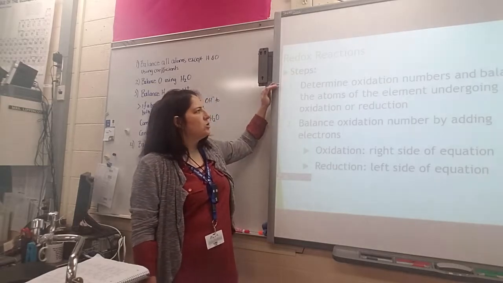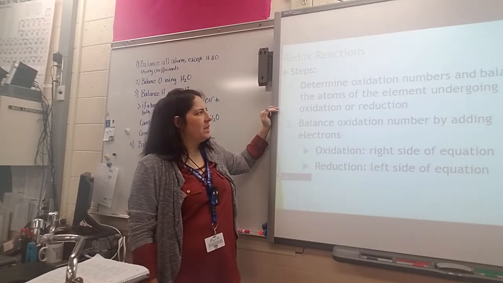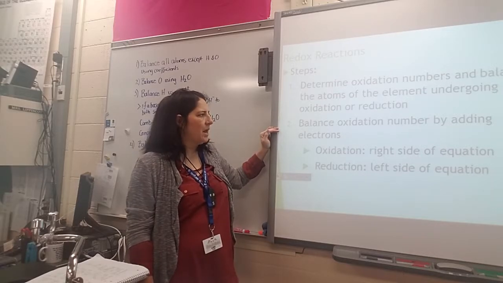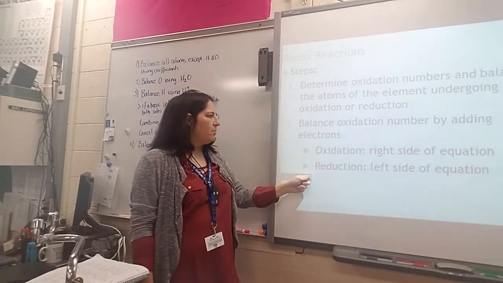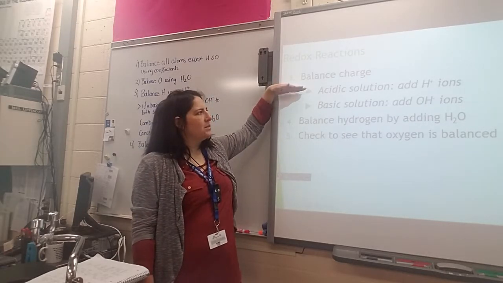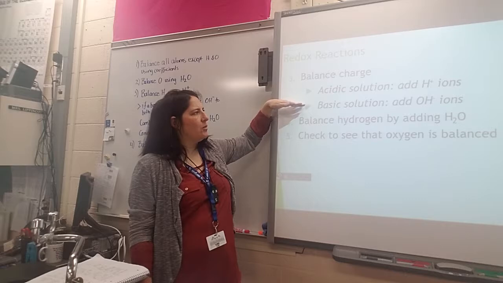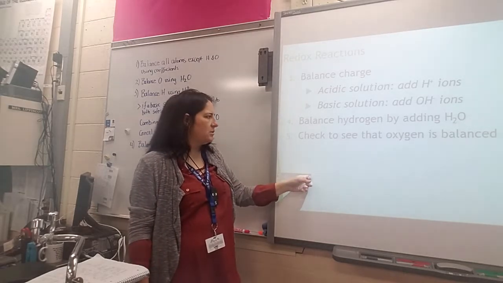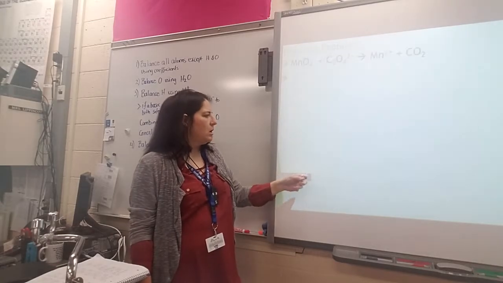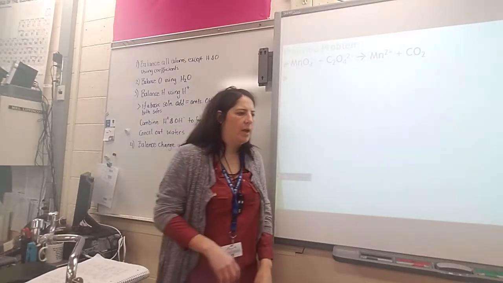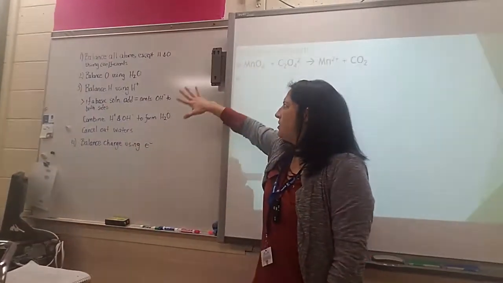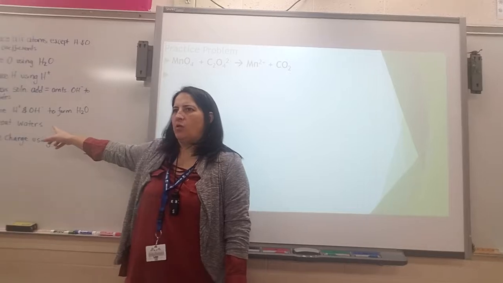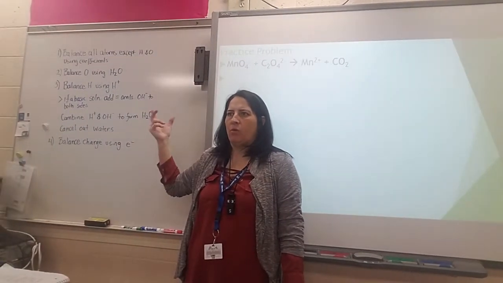So you're going to determine the oxidation numbers and balance the atoms undergoing oxidation or reduction. Balance the oxidation numbers by adding electrons. If you're in an acid solution, you add H+ ions. If you're in a basic solution, you add OH- ions. Balance the hydrogen and then check that the oxygen's balanced. Like I said, we're going to come back to the full reactions. I have those steps written up here on this board so we can refer to them and we don't have to keep flipping back and forth.